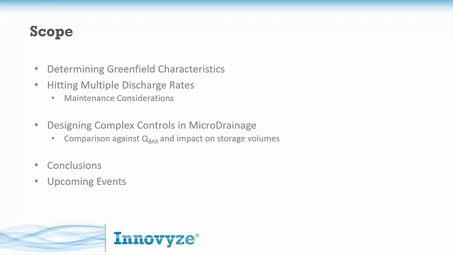After Chris has given us some of his thoughts, I'll then show you how we actually go about the design of complex flow controls in a real MicroDrainage project. We'll also do a bit of a comparison of our storage volumes against Q-bar and the impact that being able to hit multiple discharge rates enables us to do. We'll draw some conclusions out of that, and we'll also discuss some upcoming events.